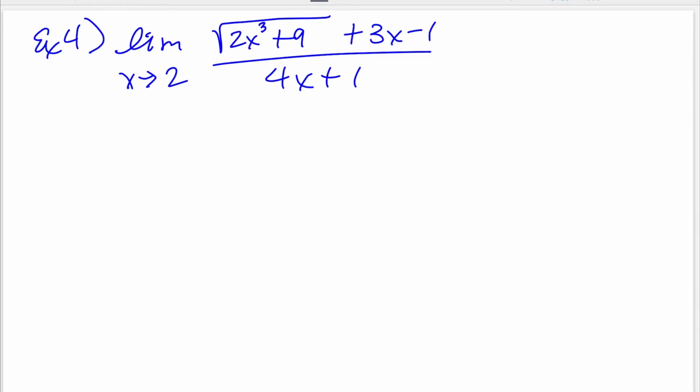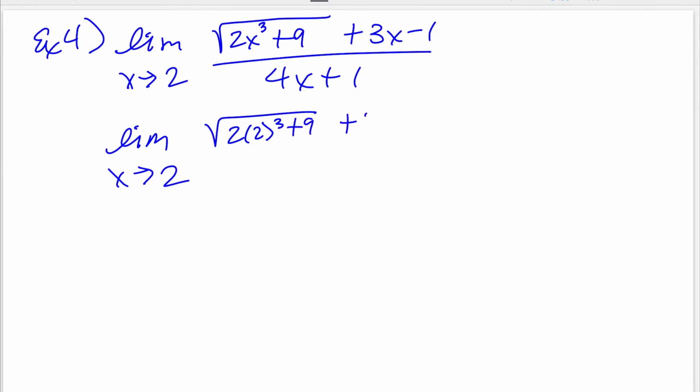All right, if you want to pause the video here, plug it in, and then come back and check yourself, that's a good way to learn. So I would suggest that. Pause, and then come back. I'm going to keep going with it. All right, so the limit as x approaches 2 here of the square root of 2 times 2 cubed plus 9 plus 3 times 2 minus 1 over 4 times 2 plus 1.